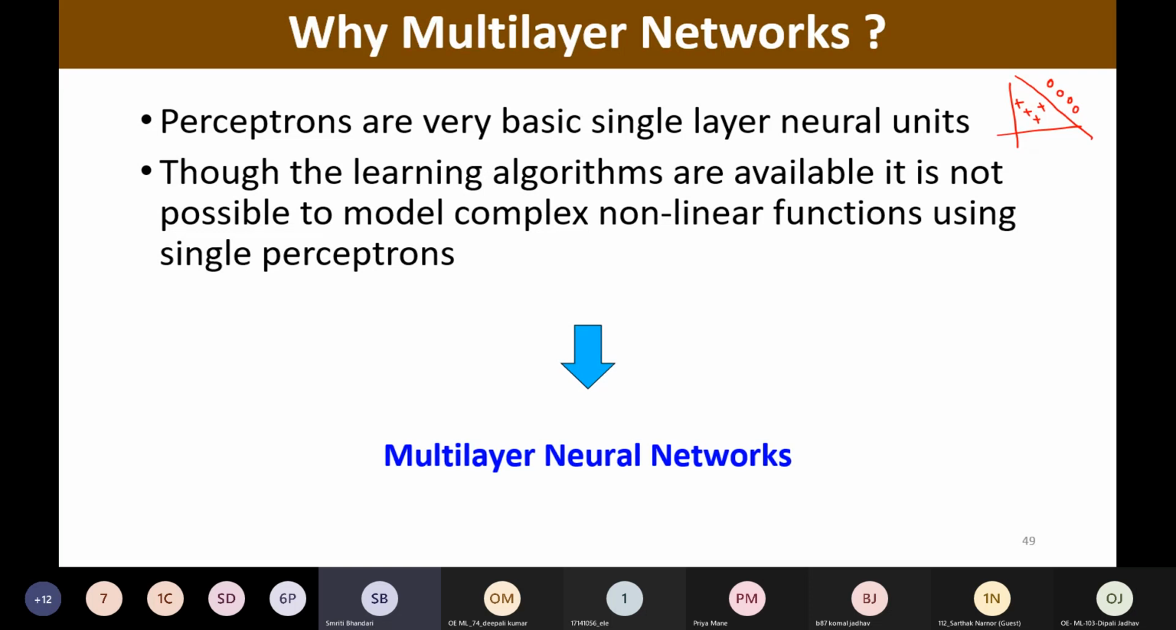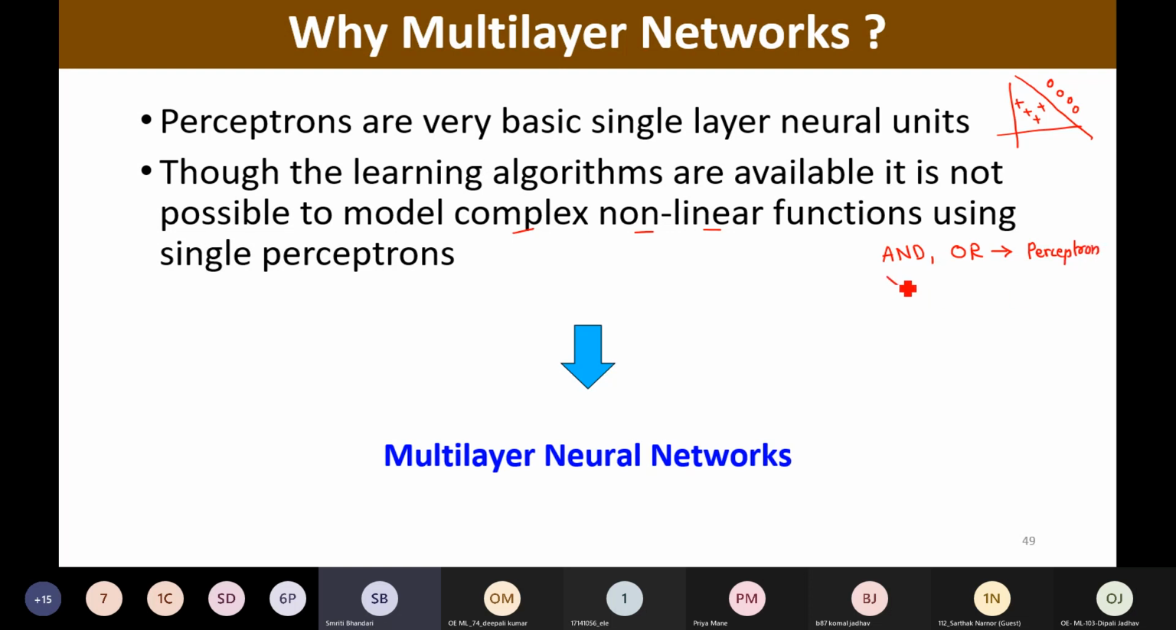So perceptrons also have learning algorithms available, but still it is not possible to model some complex non-linear functions using single perceptrons. Say for example, we have gone through a few Boolean functions also. If I am having the AND function, or the OR function, then these functions can be learned by making use of a perceptron, and we have seen how.